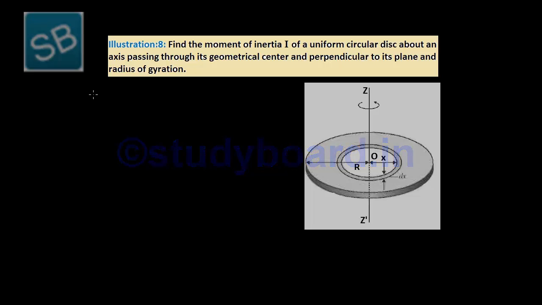Find the moment of inertia of a uniform circular disk. So in the figure you can easily see a uniform circular disk, with an axis passing through its geometrical center. Here geometrical center means the origin itself, and the axis is perpendicular to its plane. We also need the radius of gyration. Now two things we have to find out.